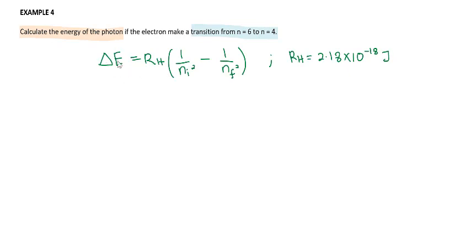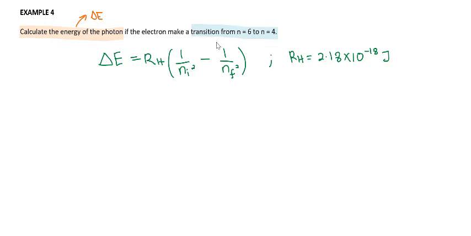Delta E, okay, menunjukkan perubahan energy is equals to RH times 1 over N initial square minus 1 over N final square. Since kita nak cari energy, the RH value that we are going to use is 2.18 times 10 to the power of minus 18 joules. So kita identify dulu apa dia punya N initial, apa dia punya N final. Energy of the photon here kita nak calculate, which is the delta E lah.